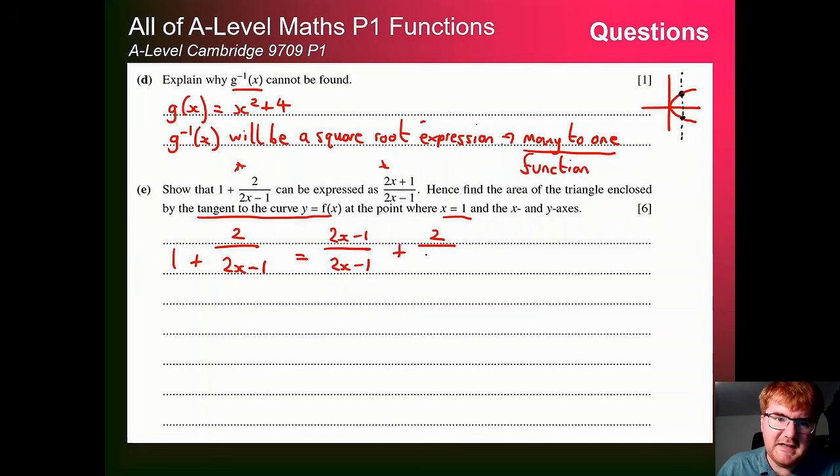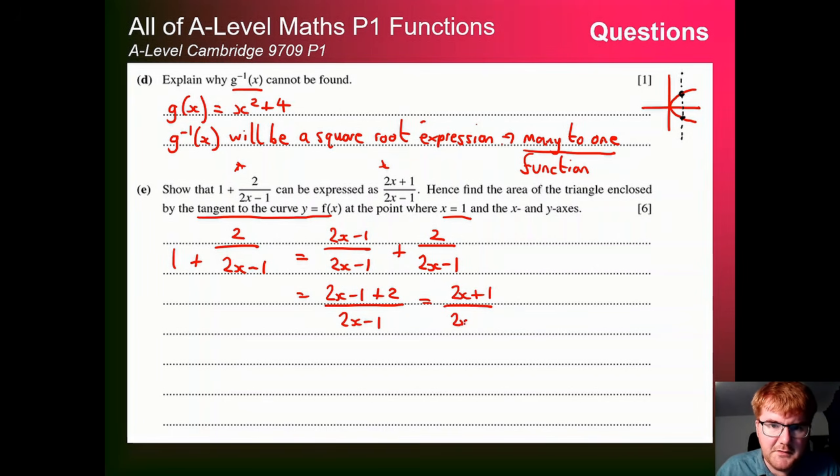So we've seen this idea in a previous question. Yeah, it's coming up again and again. This is why these videos are so useful. Once I've got a common denominator here, I can just add the tops. So I get 2x minus 1 plus 2 over 2x minus 1, and then that gives me 2x plus 1 over 2x minus 1. So a quick show that question, showing that that expression is equal to this expression.